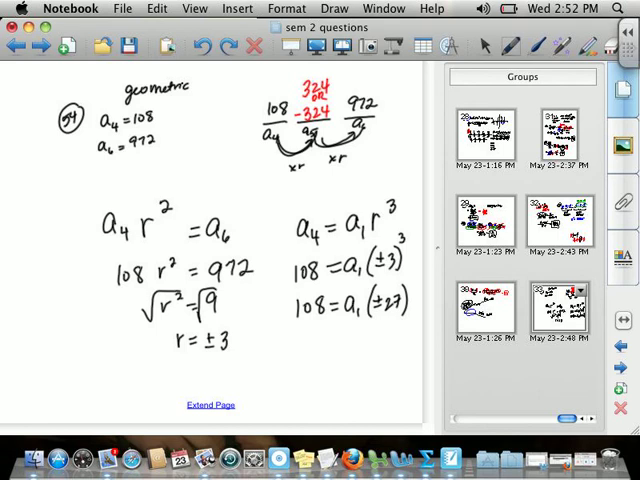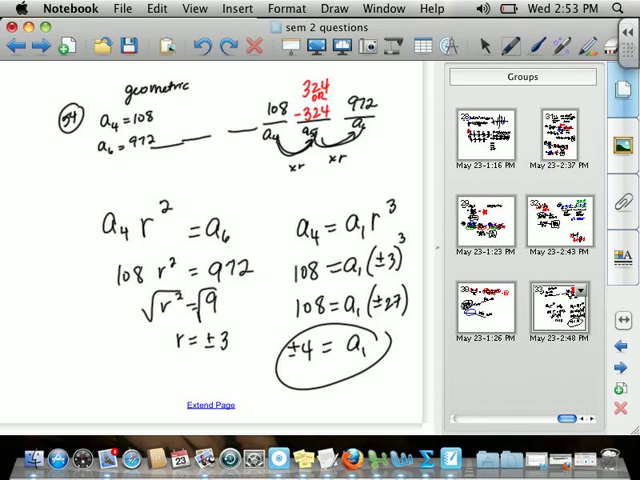If that had been to the fourth, let's say I was going to the fifth term, which was what I knew, then when you do r to the fourth, it would be positive anyway, right? So we wouldn't have a plus or minus. Okay, now divide by plus or minus 27. So you get a1 is equal to plus or minus 4. So the first term could be 4 or negative 4.